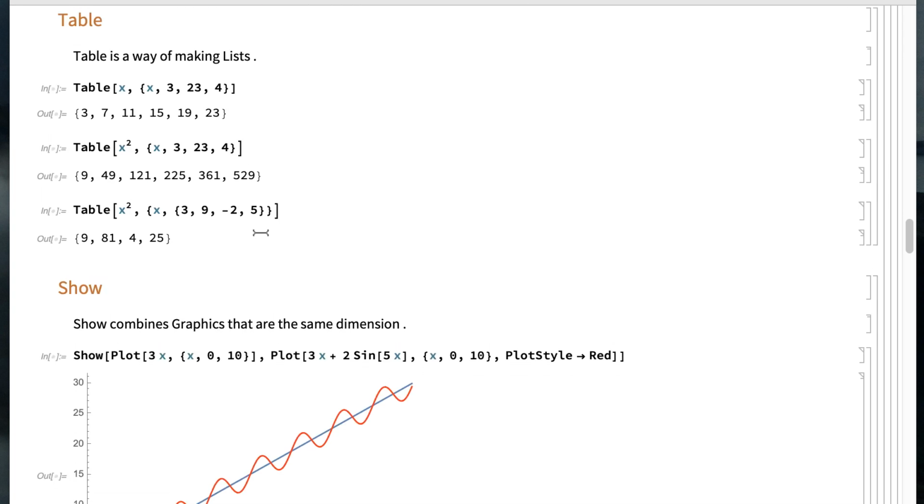Table. Table is nice and easy. It's just a way of making lists. It's basically sort of an iterator in Wolfram language. It says let x go from 3 to 23 by 4s and return that. So we get 3, 7, 11, and so on.